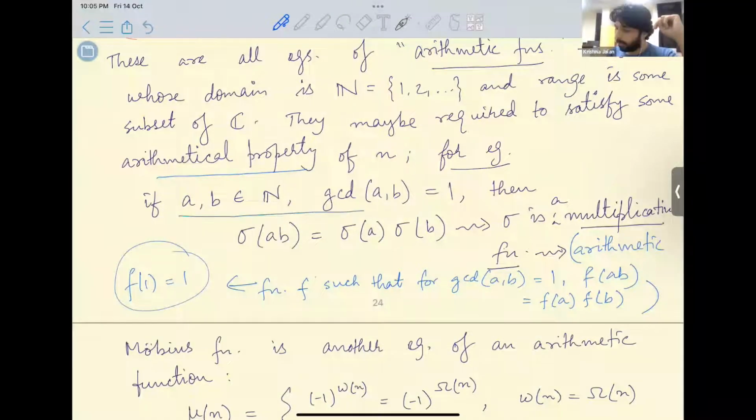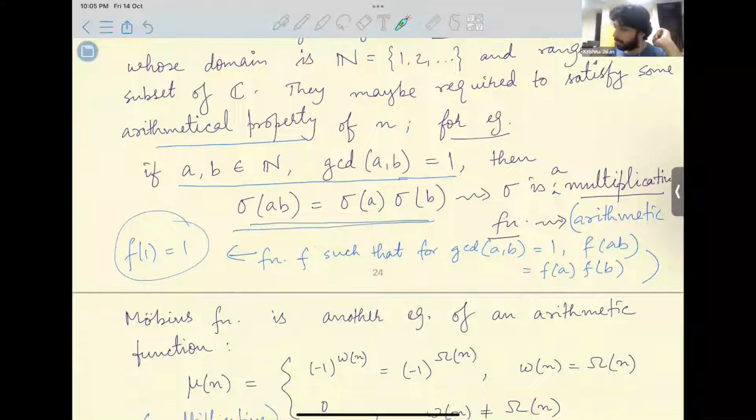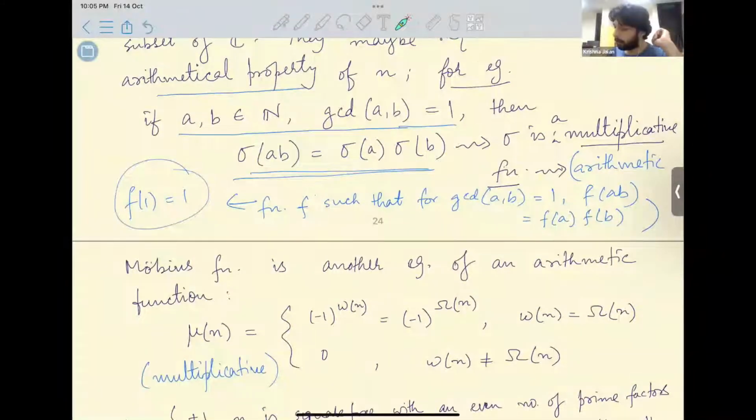If a, b are natural numbers such that the GCD of a and b is 1, then sigma breaks up into this form. So sigma of AB breaks up into sigma of A times sigma of B. This is an example of what we call a multiplicative function. This is the multiplicative property of the function. And in general, it's an arithmetic function such that this happens. So if it satisfies such a relation, then it's a multiplicative function. And for an additive function, as you would have already expected, instead of multiplication on the right hand side, I should have a plus sign.